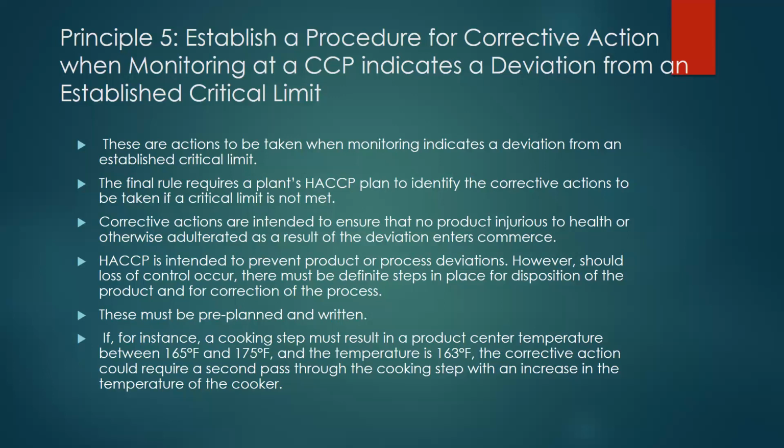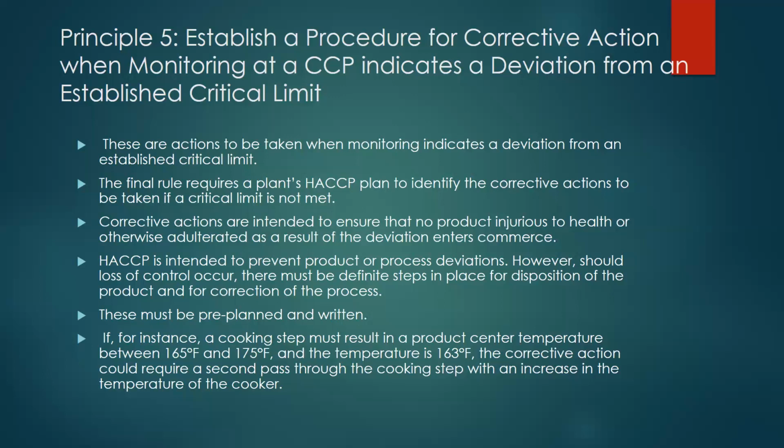HACCP is intended to prevent product or process deviation. However, should loss of control occur, there must be definite steps in place for disposition of the product and for correction of the process. This must be pre-planned and written. For instance, a cooking step must result in a product center temperature between 165 Fahrenheit and 175 Fahrenheit, and if the temperature is 160 Fahrenheit, the corrective action could require a second pass through the cooking step with an increase in the temperature of the cooker.